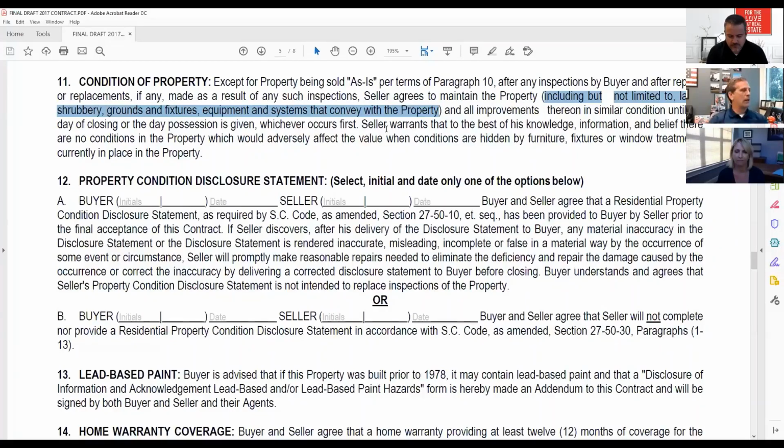All right. The other thing here, I've had cases on anything that would adversely affect the value and conditions are hidden by furniture, fixtures, window treatments.